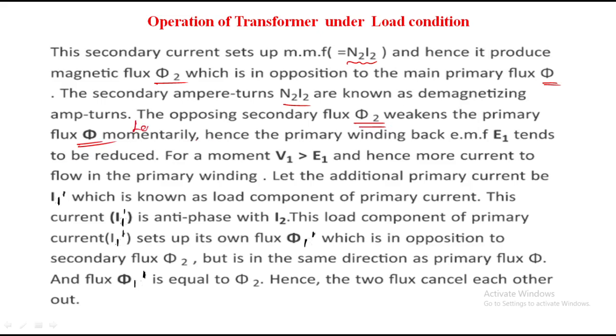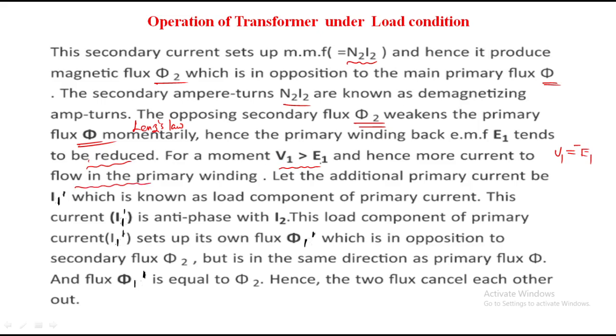This is called Lenz law. Hence what will happen? The primary winding back EMF tends to be reduced. Why is it reduced? The opposition force is more than required. Obviously the corresponding back EMF of the primary winding decreases. Obviously V1 magnitude is more than E1. The condition is that V1 should equal E1, that is minus E1 opposes the supply voltage, but due to this Lenz law concept, V1 is more than E1 and hence more current flows in the primary winding.